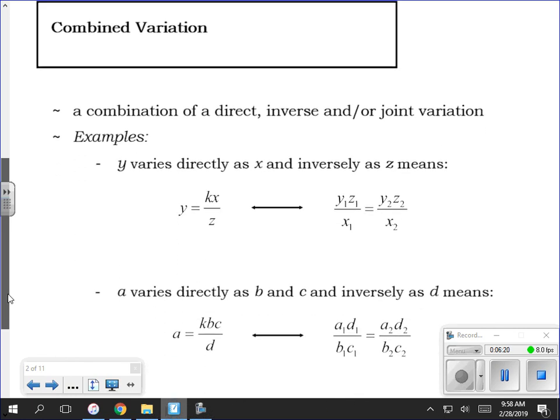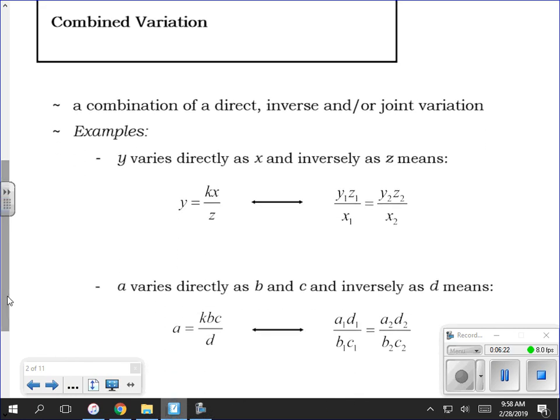And then you get combined variation, which is both of them. It's inverse and direct. Okay, so you get combined variation.